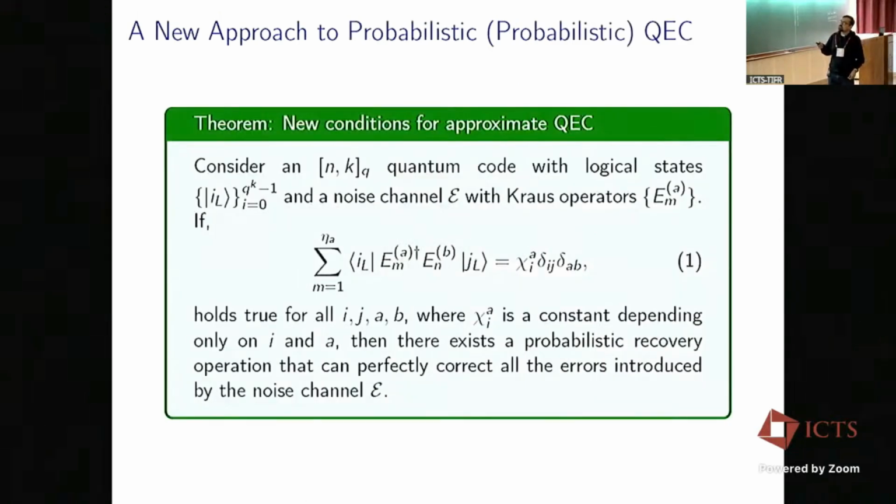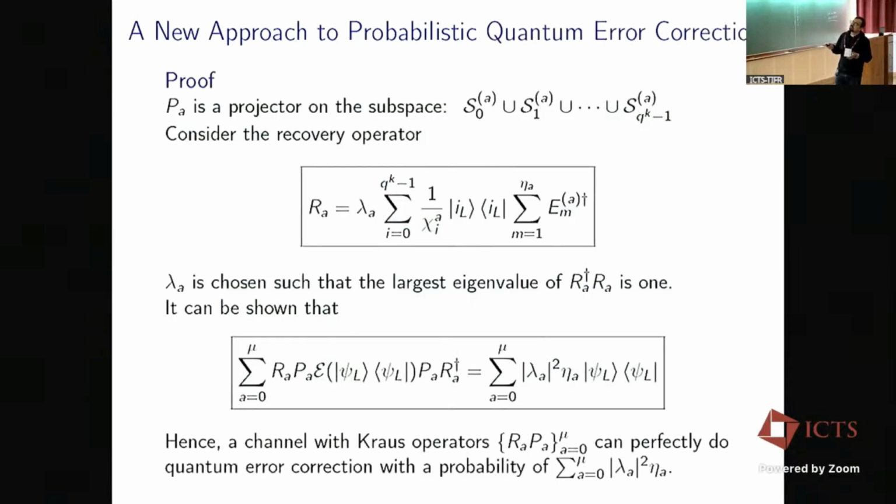So consider an NQ code with logical state ψ_L, and if we decompose the error channel like this, ε with ε_A, so if this condition is satisfied, then there exists a probabilistic recovery. As we move out of the Knill-Laflamme framework, the recovery is not deterministic now. The recovery is probabilistic, which can perfectly correct all the errors introduced by this channel ε. So the proof is very simple.